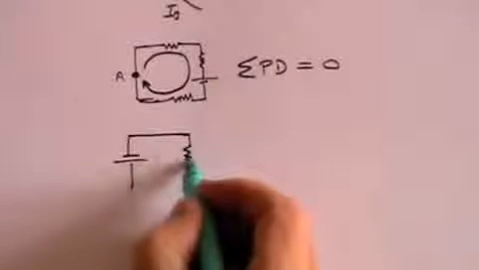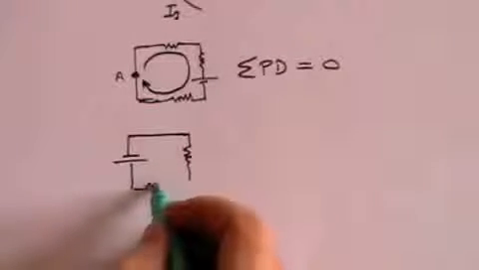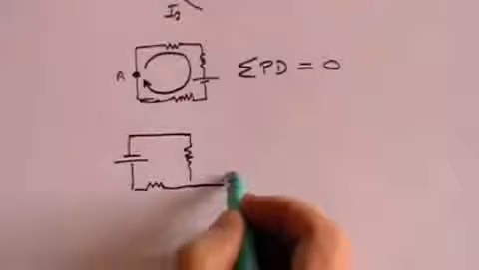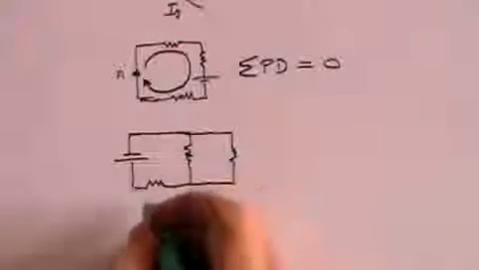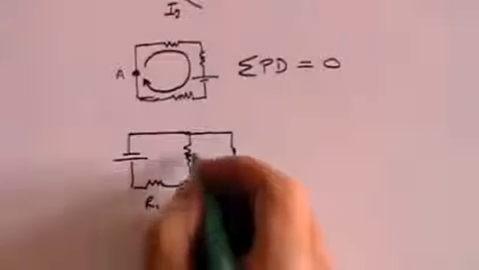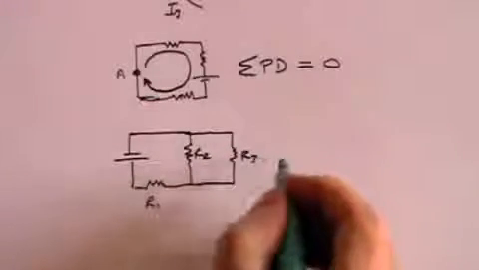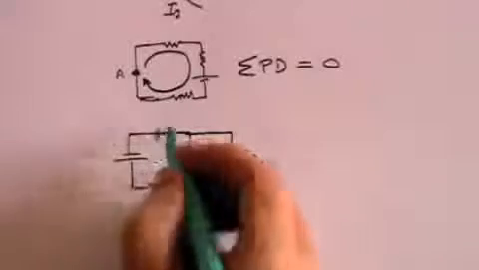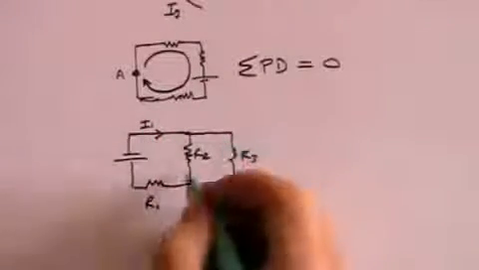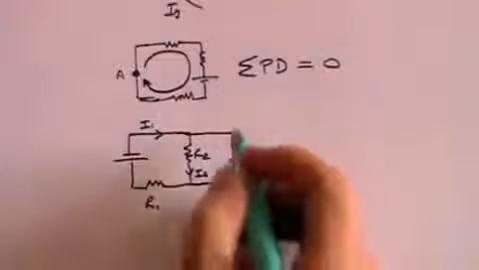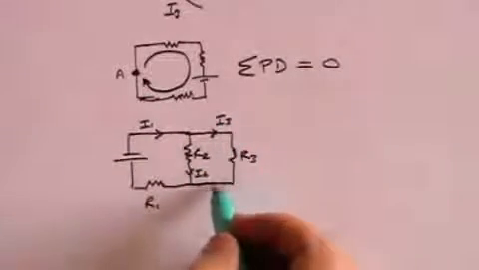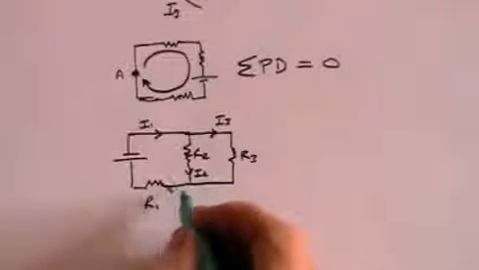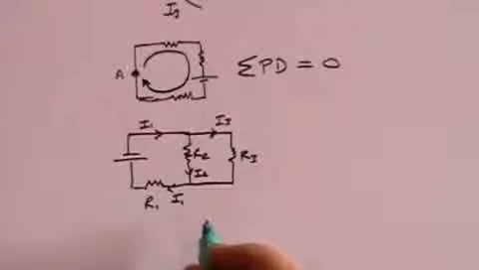a resistance, another resistance, another resistance. Let's call these R1, R2 and R3. We have a current I1, and then the current splits and becomes I2 and I3. I3 comes all the way round here, rejoins with I2 and becomes I1 again.